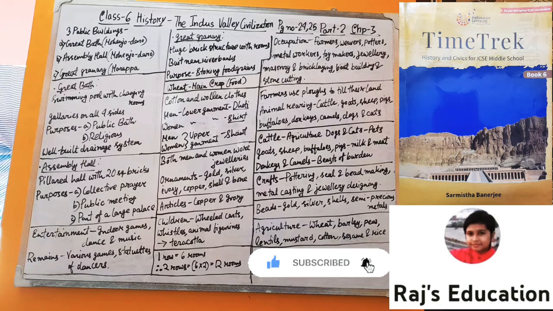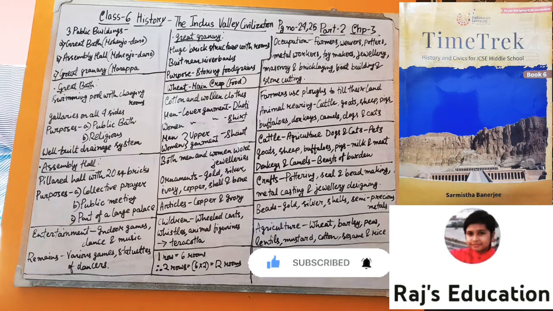The Great Bath of Mohenjo-daro looks like a swimming pool. There are also changing rooms in that swimming pool, and there are galleries present on the 4 sides of the Great Bath.